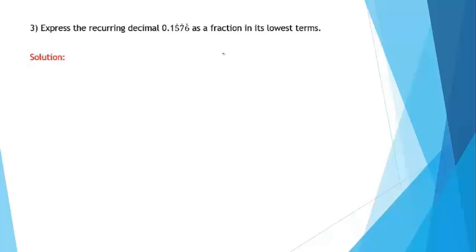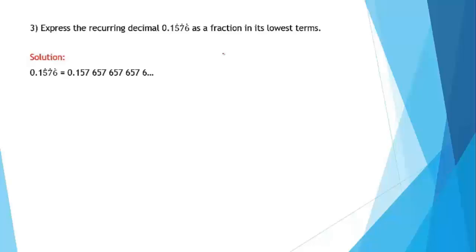So the solution is, first we expand the recurring decimal, which would give us 0.1 recurring 576 equals 0.157657657657, and so on. Now if you look at this expanded decimal number, the digits 576 are recurring.